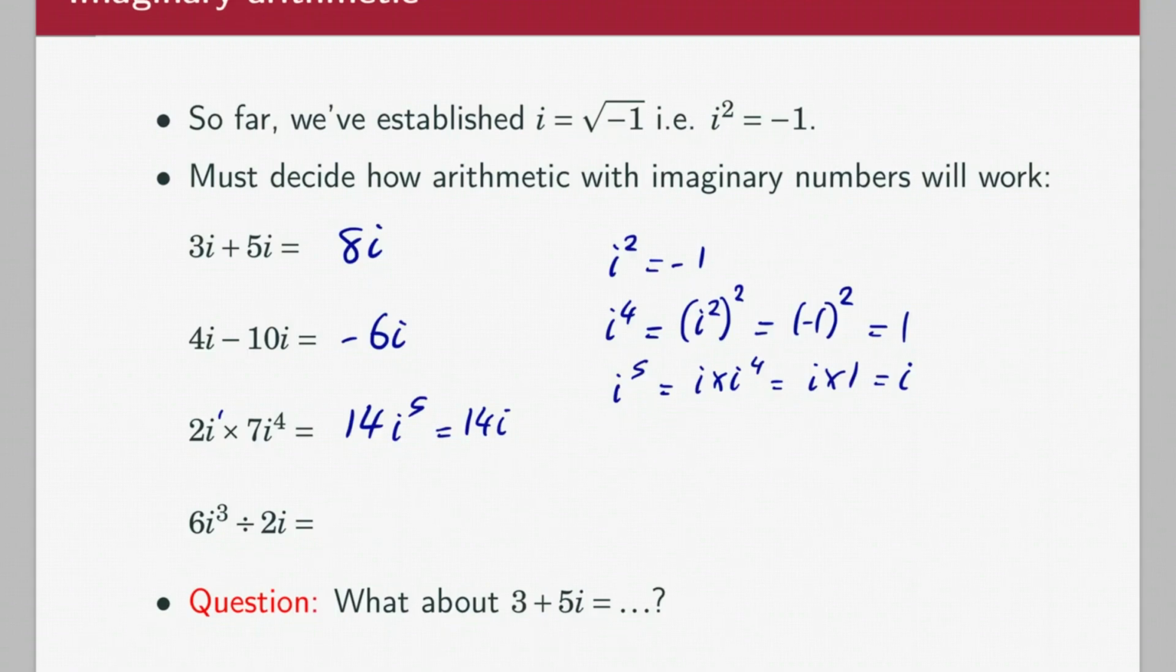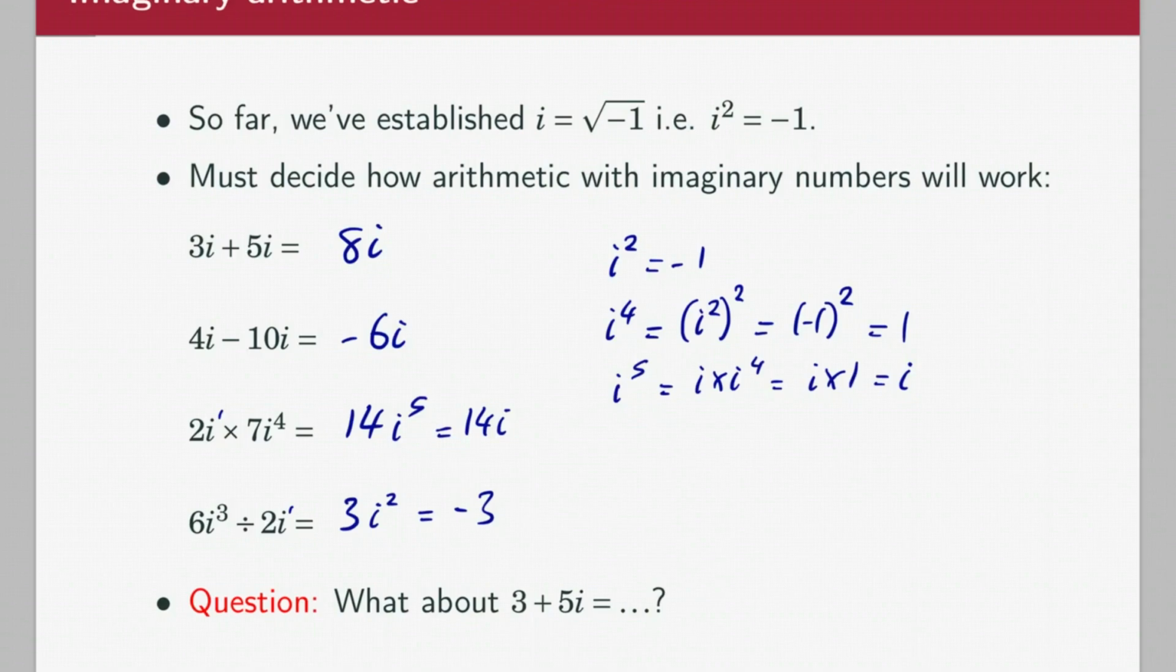The only thing you need to be mindful of is that whenever you get an i squared in your calculations, you've got to replace that with negative 1. So for the last one, for instance, if you got 6i cubed divided by 2i, well, 6 divided by 2 is 3. Now i cubed divided by i, you're dividing two things with the same base, so you subtract their powers and get i squared, but you know i squared is negative 1. So this becomes minus 3. So operating with these imaginary numbers is quite straightforward.